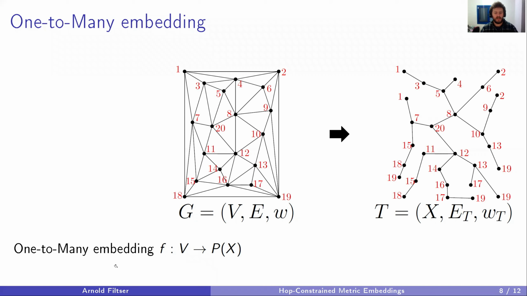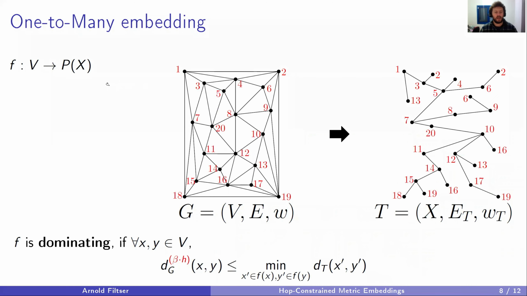In one-to-many embedding, we embed each vertex to a subset of vertices in the image, not a single vertex like in usual embeddings. So in this example, vertex 1 is mapped to 2 vertices, and each such vertex is called a copy of 1. 8 is mapped to a single copy, and 19 has 4 different copies.